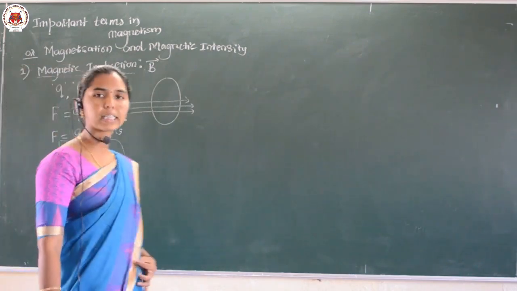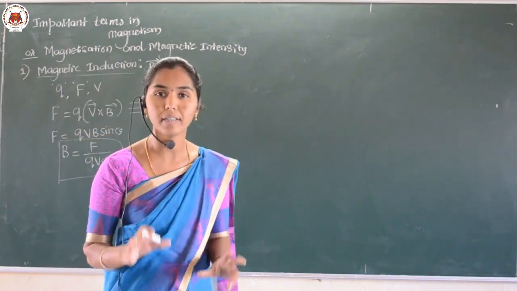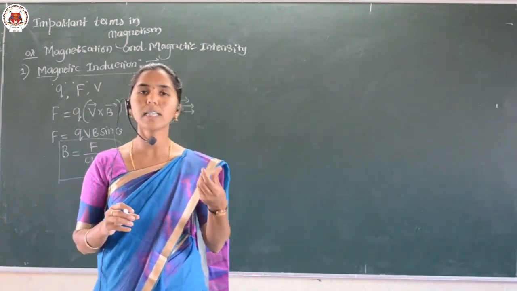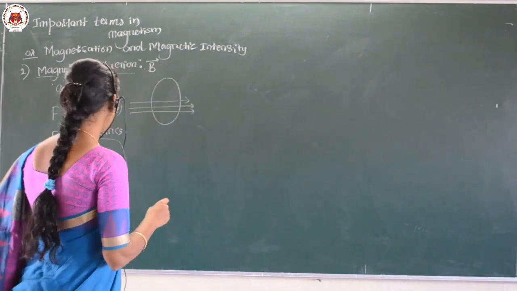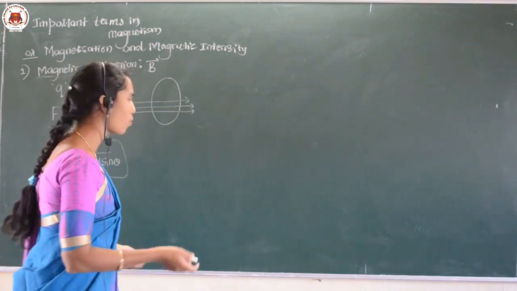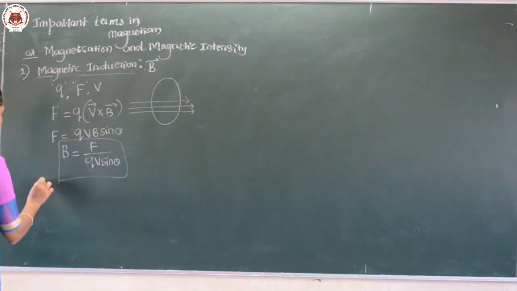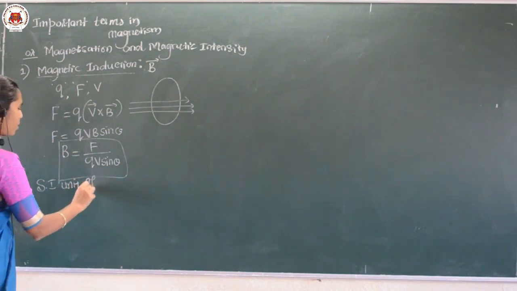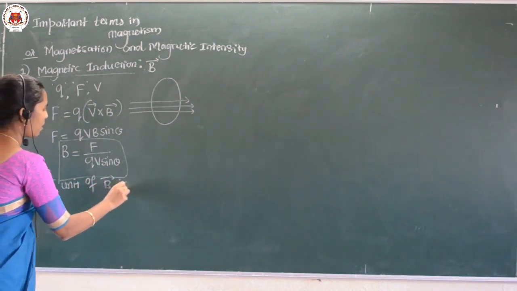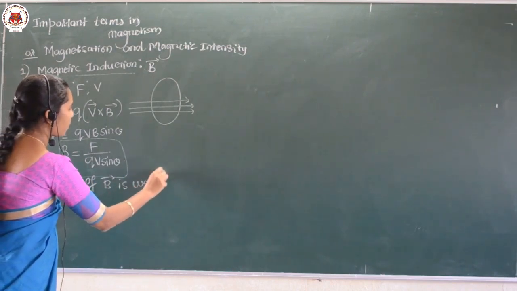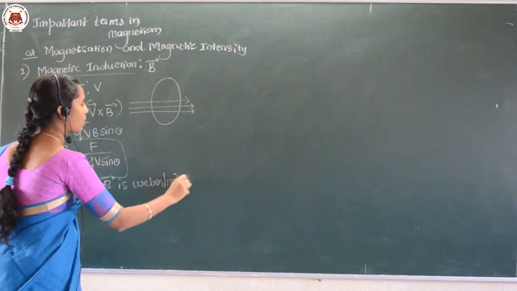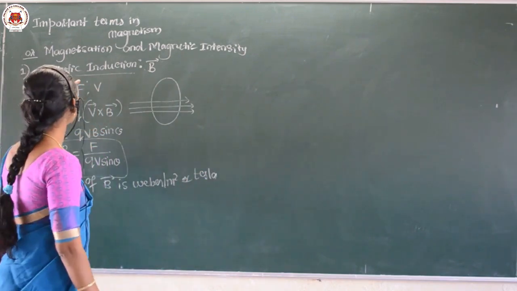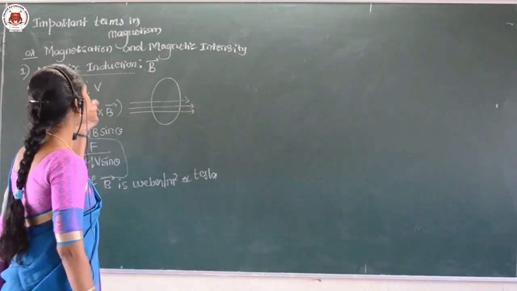Magnetic induction is a vector quantity. It has both magnitude and direction. And what is its SI unit? The SI unit of B is Weber per meter square or Tesla. Remember this. This is the first term related to magnetism.